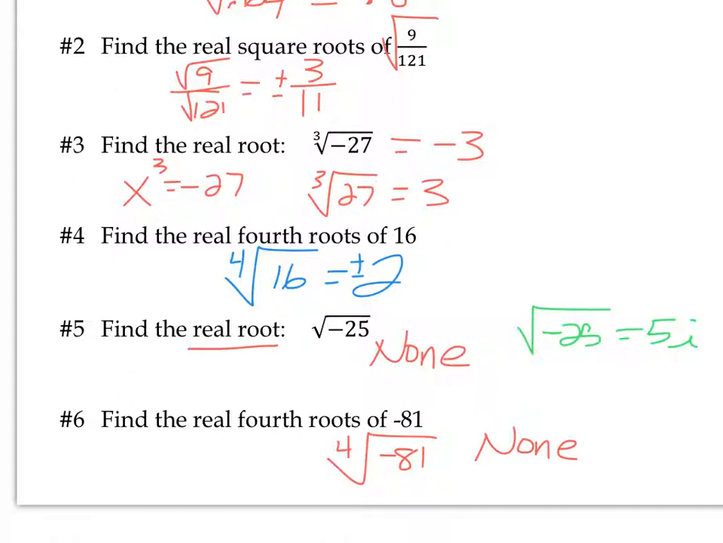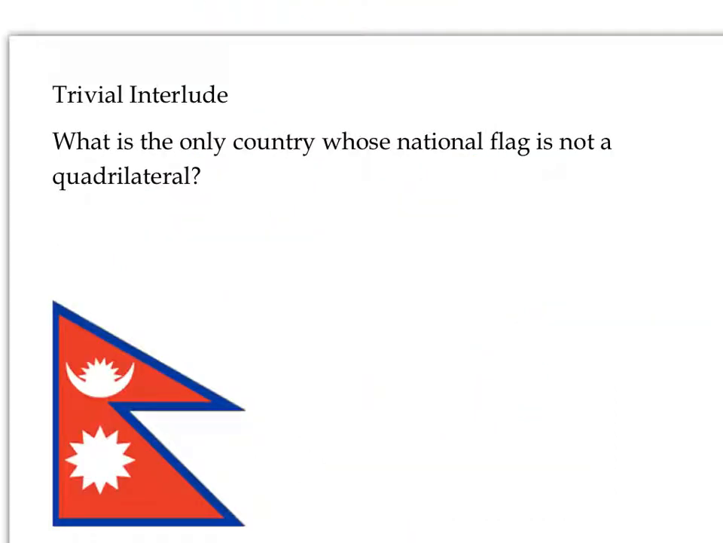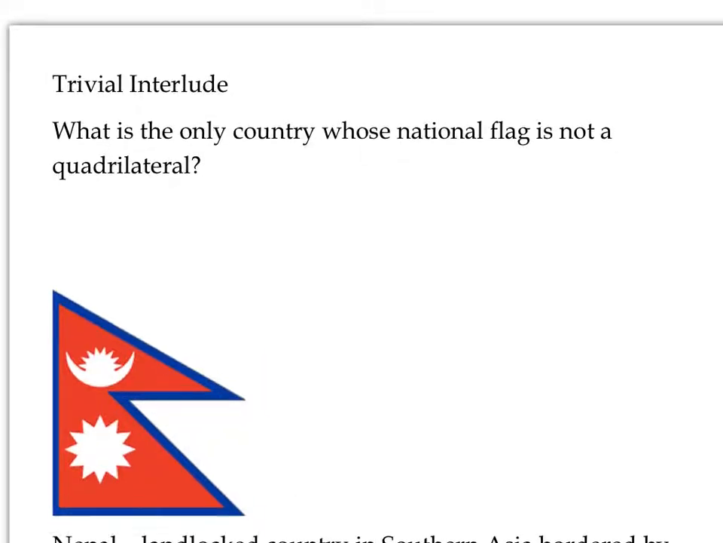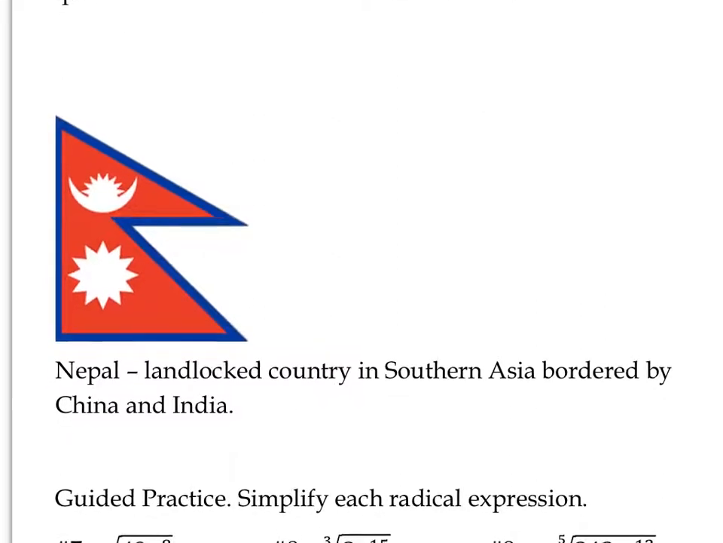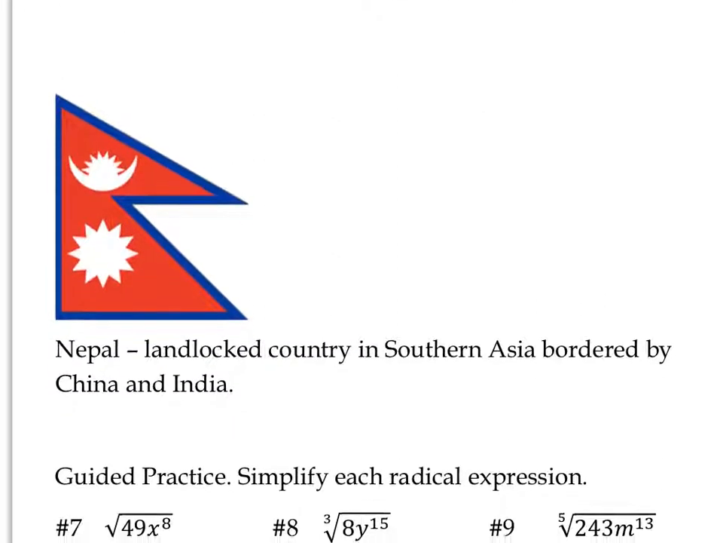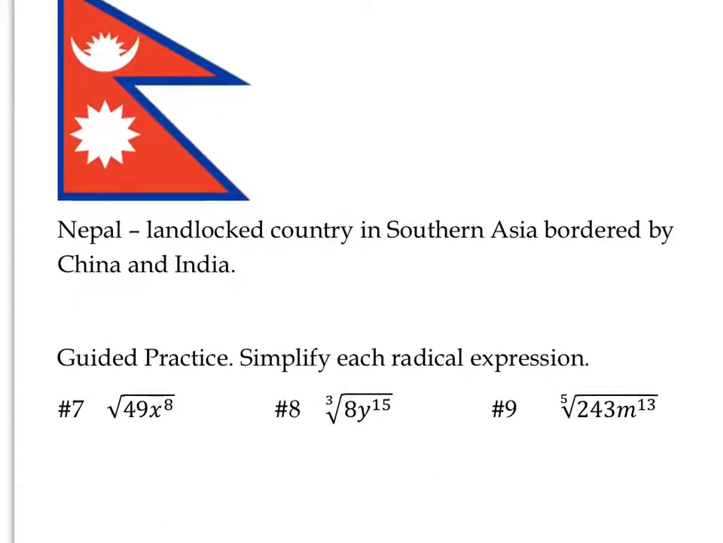All right. If we look here, before we see some other radicals to simplify, the flag that you see there is the only country's flag that is not a quadrilateral. Okay? This is a country in Asia. You may have heard of it. It's not a big country. It is bordered by 2 relatively big countries, China and India. It is Nepal. The national flag of Nepal, the only country whose national flag is not a rectangle.